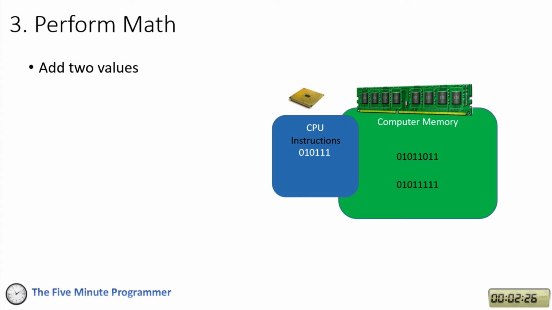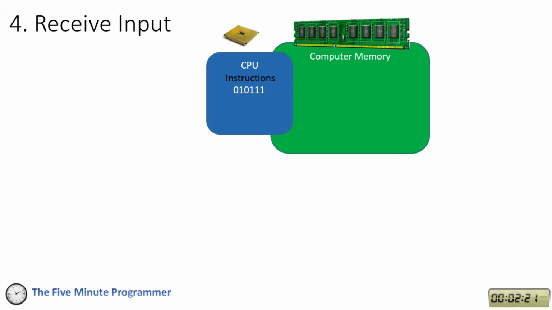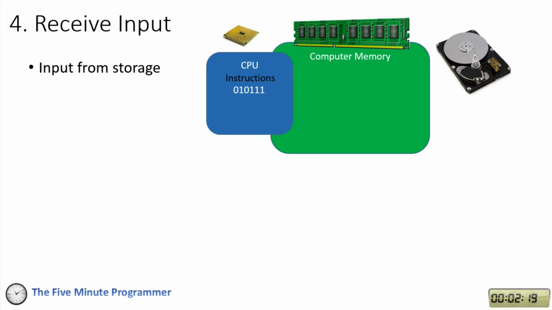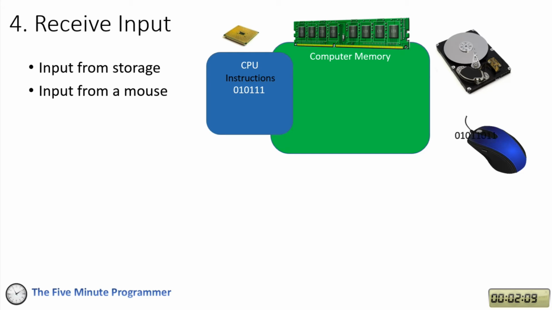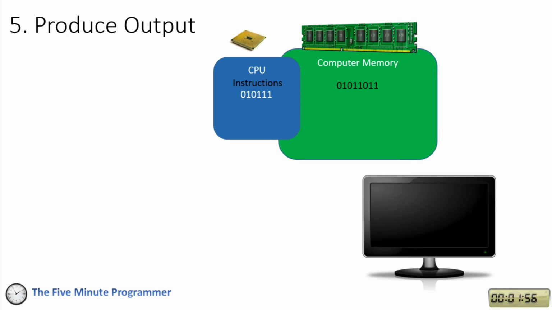It can perform math. If there's 2 values there, we can add, subtract, multiply, or divide. We can receive input. We talked about different devices like a hard drive. We could get a value from that into memory. Or a mouse. When a mouse clicks, that causes an action. That's because something gets put into memory and processed by the CPU. And finally, a keyboard. We can also get a keystroke, like the number 1, for example. We could get input from other places like the network as well.